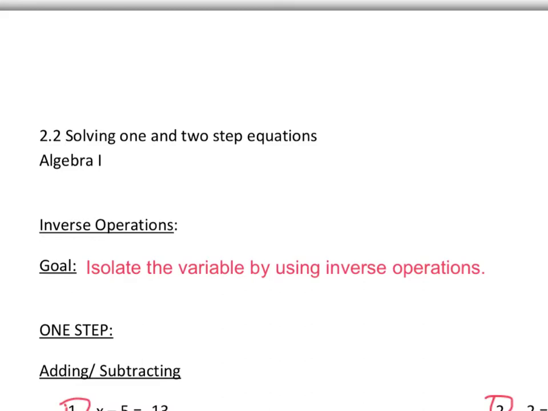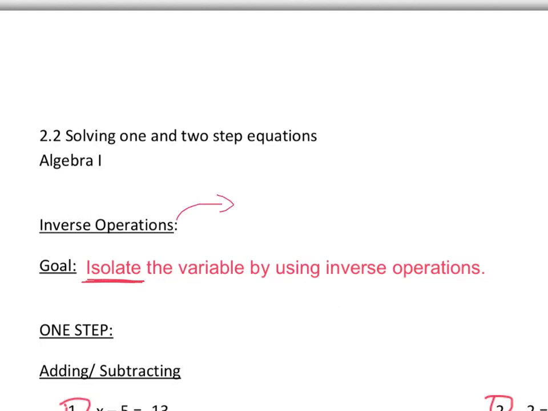Okay, the very first thing you should take down, you see I have it written in here in red, is the goal. The goal is to isolate the variable by using inverse operations. Isolate means basically get the variable by itself. Now, what do I mean by inverse operations? Probably should switch these orders right here.